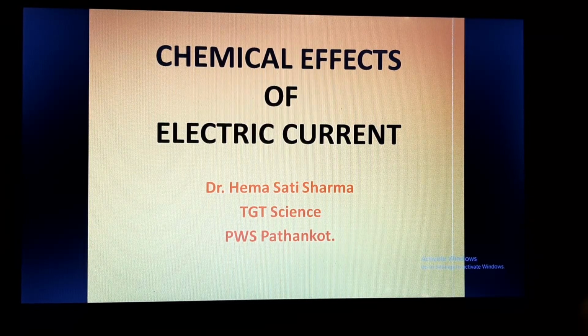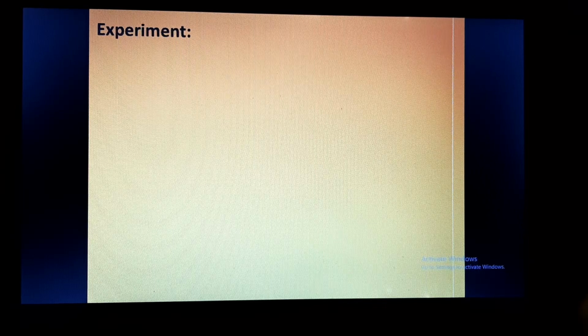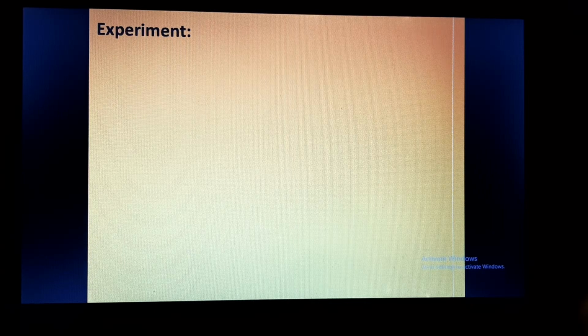We are going to discuss the chapter Chemical Effects of Electric Current. In our previous lecture, we discussed electroplating. We were discussing electroplating of copper onto brass. We had two electrodes. One electrode was of copper because copper is what we want to deposit, and the other electrode was of brass because on brass we want to deposit the copper.